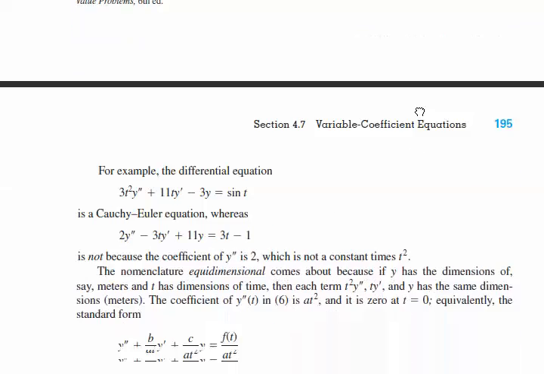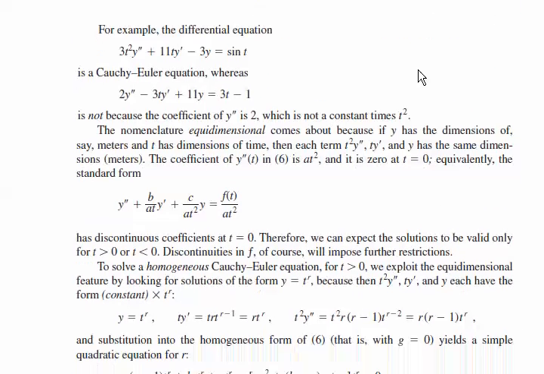And what do we have here? We have a t squared y double prime, t times y prime, and a constant term times y. And then if we have just a t term next to the y, that is not a Cauchy Euler term, because the coefficient before y double prime is not a constant times t squared.